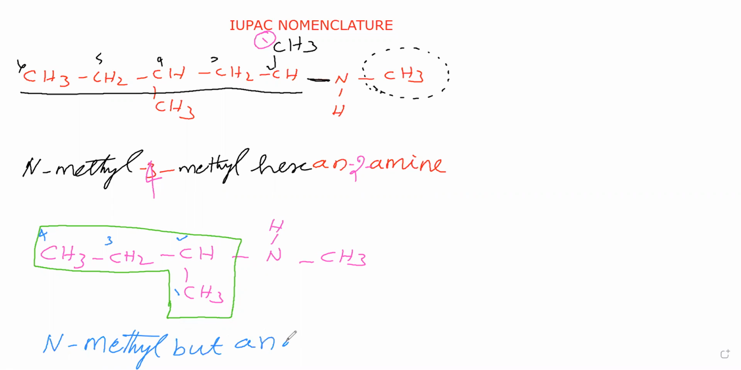Primary suffix is ene. Secondary suffix is amine. The secondary suffix's first letter is a vowel sound, therefore we drop the last letter of the primary suffix. Then the amine position is 2. So, 2-amine. So N-methylbutane-2-amine is the name of this compound.